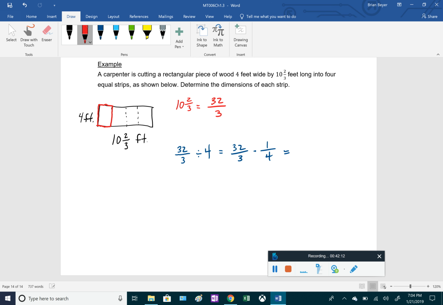Okay, so what I'm going to do, I'm going to cancel off some common factors right now. 32 over 4. 4 goes into 32 8 times. So 32 divided by 4 is 8. So we're left with 8 over 3 times 1 over 1. So that's just equal to 8 over 3.